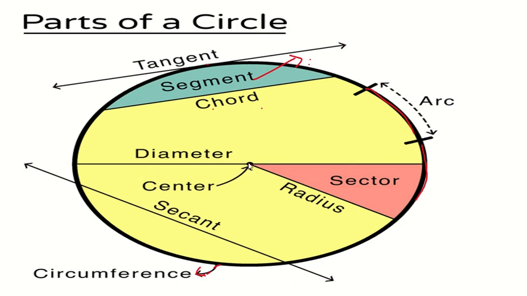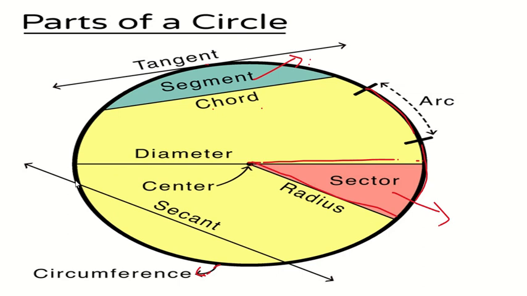Then when two radii are joined, a region is formed. That region is called a sector. When two radii are joined, you get a region called a sector. The longest chord in the circle is called the diameter.